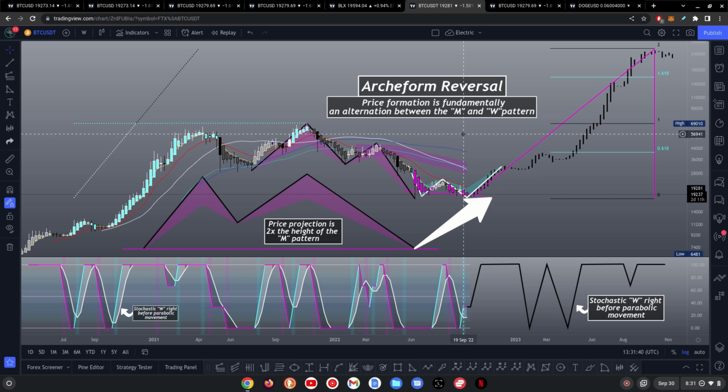If you just begin to start seeing price movement as fundamentally an alternation between an M and W pattern. So for example, if you see an M pattern, it's leading into a W pattern, and that W pattern is going to lead into an M pattern, and that is pretty much seen right here. You can see we see first M right here. This M is going to lead into this W.